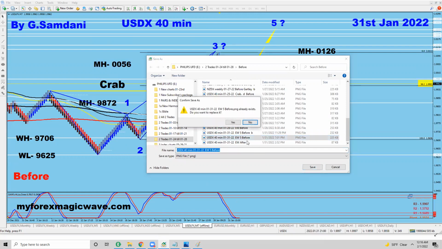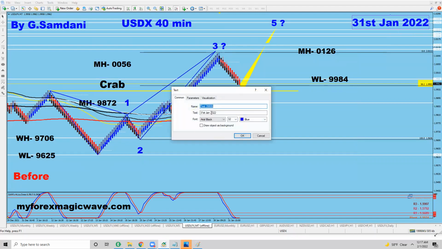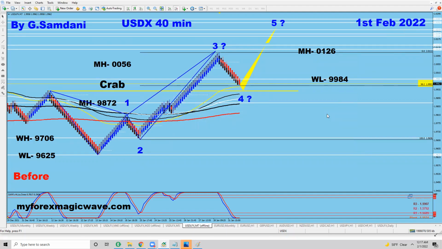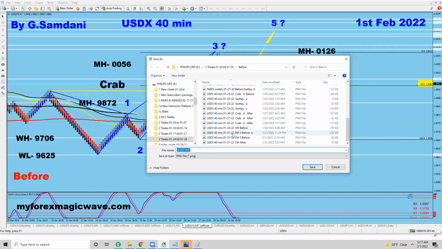Okay, that was the chart. All right. So I saved this one now, and this is my new chart which I'm showing you, and this is how it is. It's already 1st February now, 16 minutes into the new day, February 1st. Let me just change the date as well, so that it's on the record. All right, so this is what it is. Let me just save it one more time. Okay, this is the one.